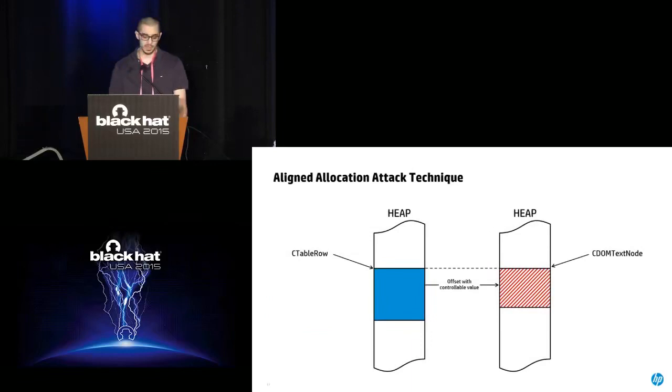So in this graph, I have the CTableRow object, and up front we have the CDOMTextNode. Both are isolated. In this specific example, we're freeing the CTableRow, and we're overriding it with CDOMTextNode, which is smaller in size. Basically, in this specific example, we chose the CDOMTextNode because at a specific offset, it contains a value that we can potentially control or partially control.